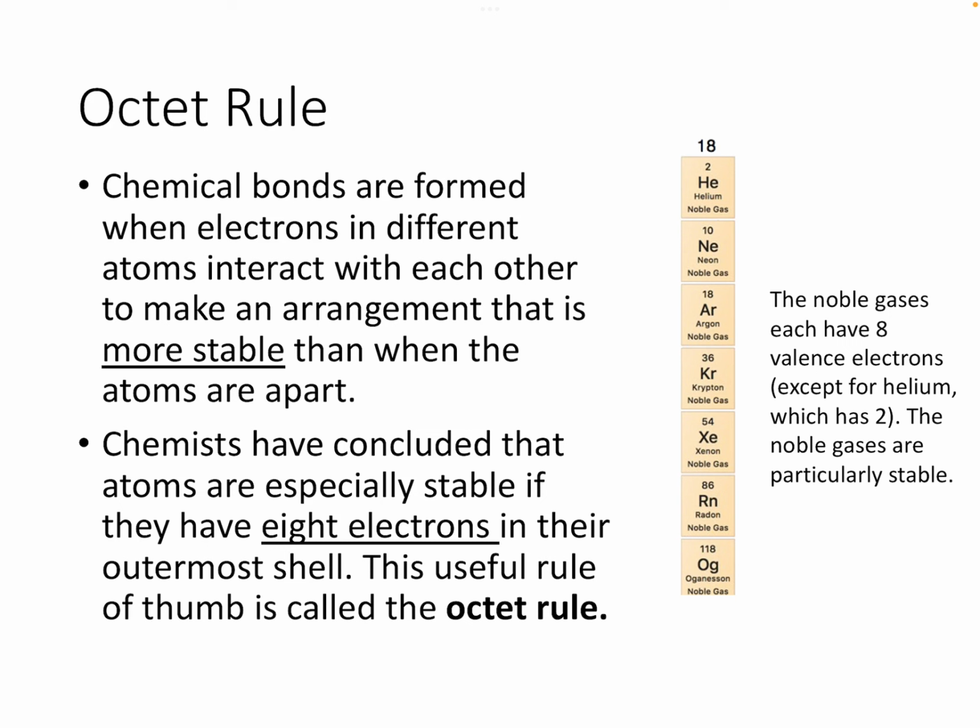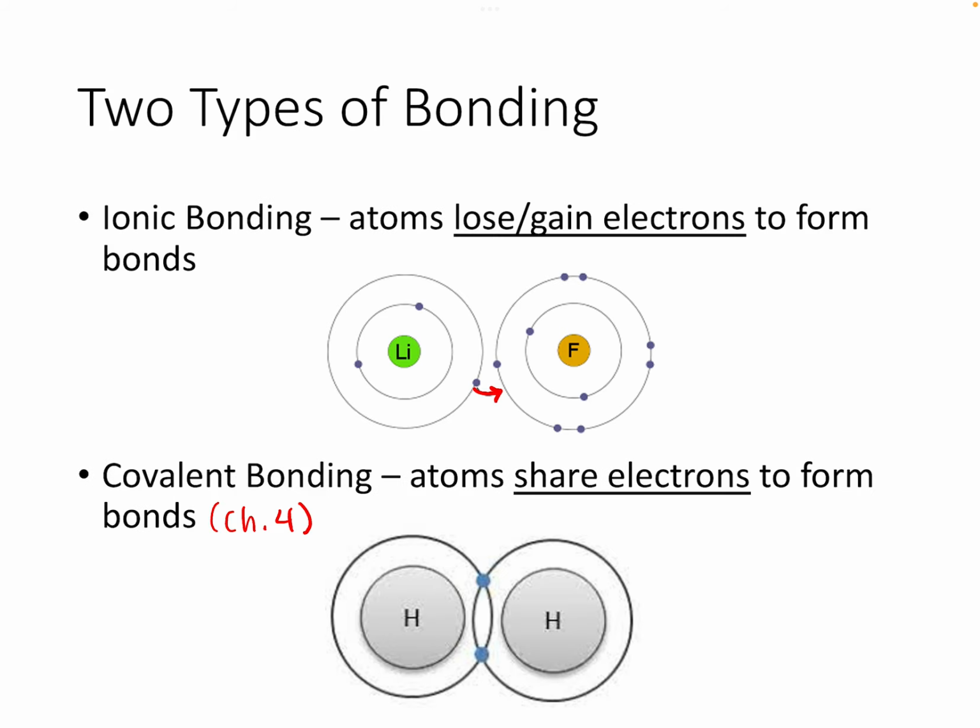Now, why do atoms transfer electrons between each other? This has to do with something called the octet rule. Chemical bonds are formed when electrons in different atoms interact with each other to make an arrangement that is more stable than when those atoms were apart. For example, lithium and fluorine might not be very stable when they're apart, or on their own, but they're going to be more stable together if lithium gives an electron to fluorine.